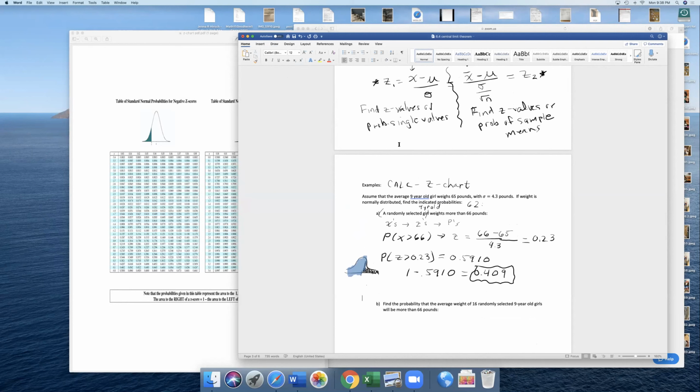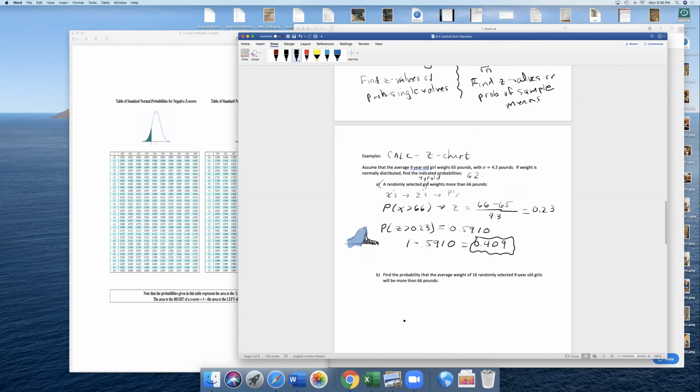So that is, if I were to collect the weights of 16 9-year-old girls and then find the average of their weights. So I'm dealing with the sample mean. That means when I go to convert to z's, I'm going to use this second formula over here. So the first bit's the same. Let's find the probability the average weight of 16 randomly selected 9-year-old girls would be more than 66 pounds. We want to find the probability that x bar is greater than 66, right? Because here we're dealing with the sample mean.